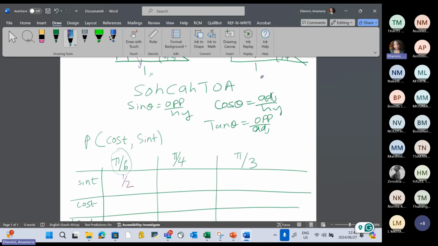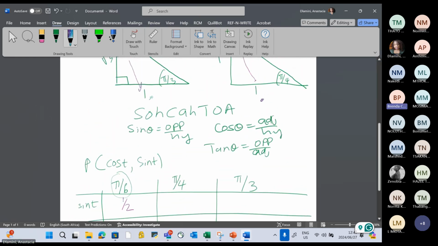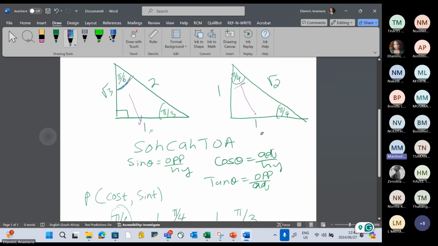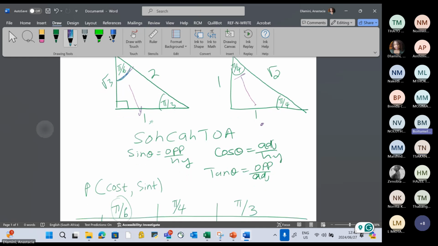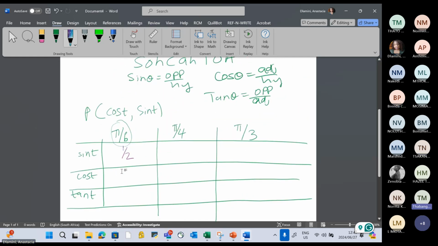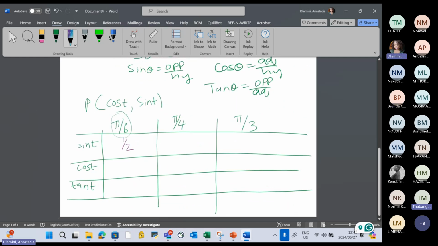What is cos pi over 6? Adjacent over hypotenuse. So what will be the value? Square root of 3 over 2. Yes, that's adjacent over hypotenuse. Square root of 3 over 2. I'm writing what you're saying.